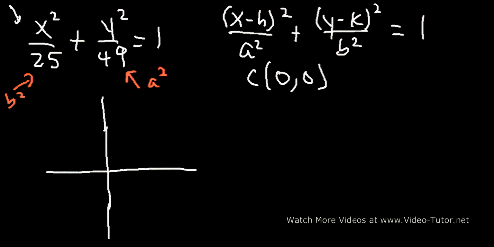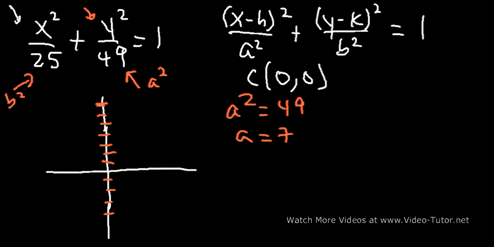Now, since a squared is equal to 49, what this means is that a is equal to 7. And 7 is under y squared. So from the origin, we need to go 7 units up and 7 units down. The way we plot it is very similar to a circle, but there's no radius. A and B are different. If A and B were the same, then it would be a circle.